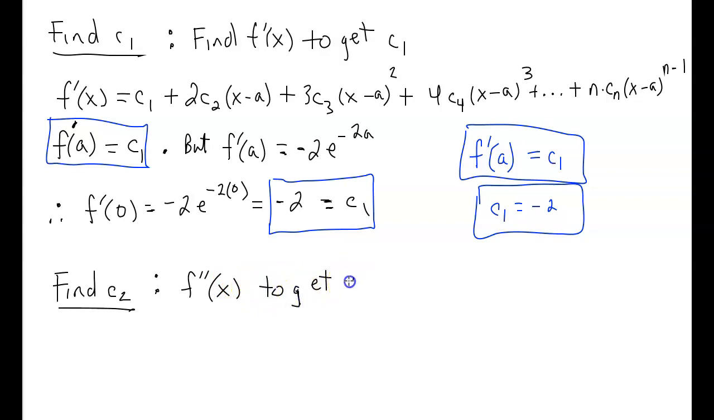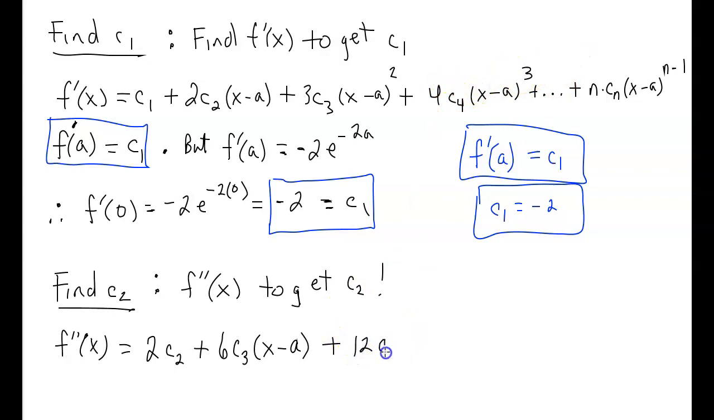To get c2, we'll take the derivative of the derivative here. The derivative of any constant is 0. The derivative of the second term will just be 2 times c2. The next term will be 3 times 2, which would be 6 c3 times x minus a, plus the next term will be 3 times 4, which is 12, times c4 times x minus a squared. And then of course, we could keep on going. So we're going to make this simple, and this will be n times n minus 1 times c sub n times x minus a raised to the n minus 2.